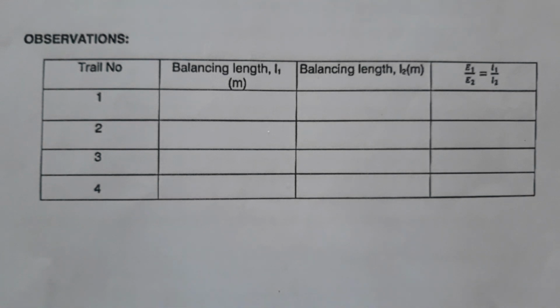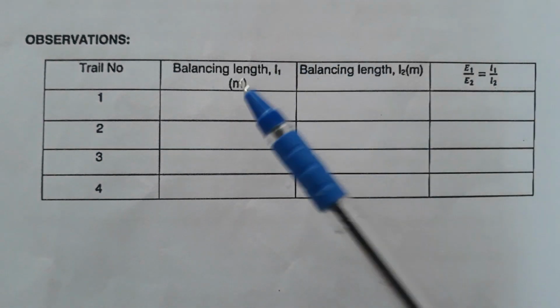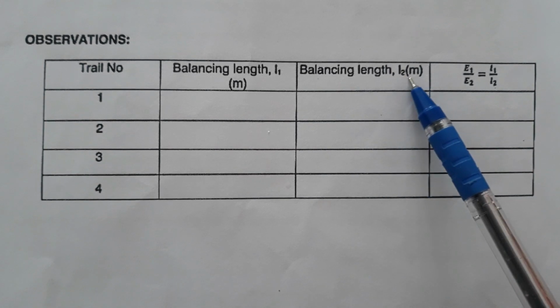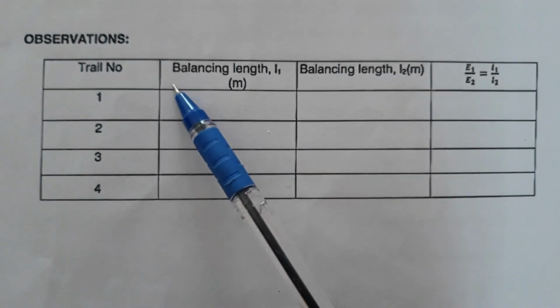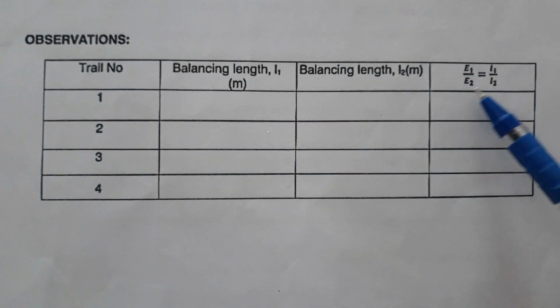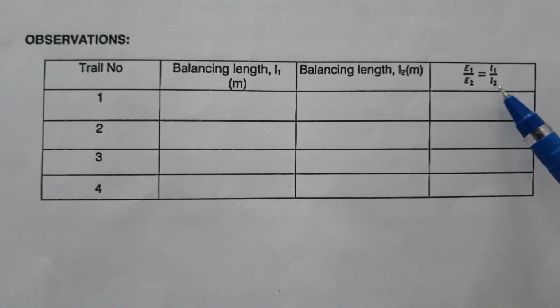Next, the tabular column. This is the tabular column: balancing length L1, balancing length L2. In the potentiometer, we take the balancing lengths L1 and L2. The last column is E1 by E2 equal to L1 by L2.